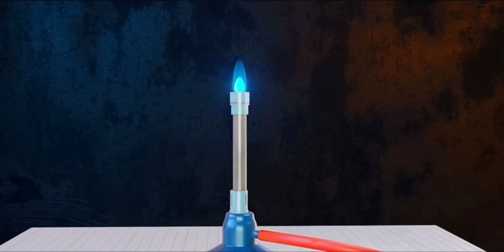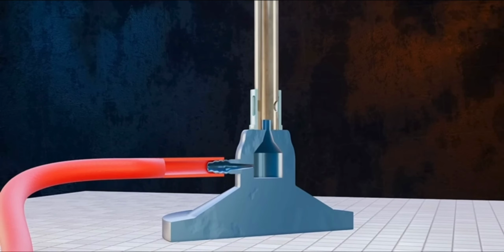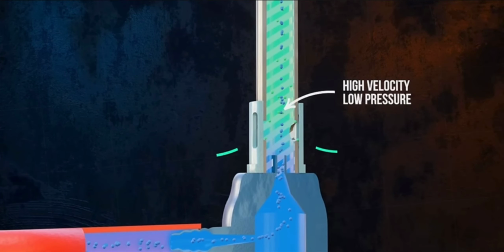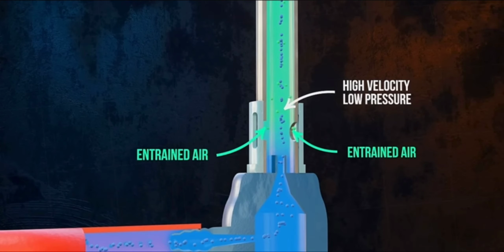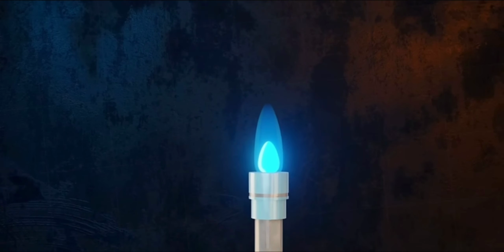Bernoulli's principle also explains how Bunsen burners work. When the gas valve is open, gas flows into the barrel at a high velocity. Following Bernoulli's principle, this high velocity creates an area of low pressure in the barrel, which draws air in through the air regulator, allowing more complete combustion of the gas.